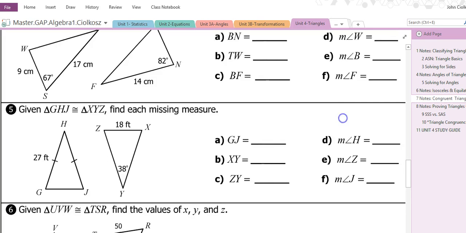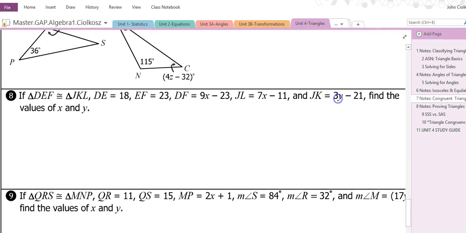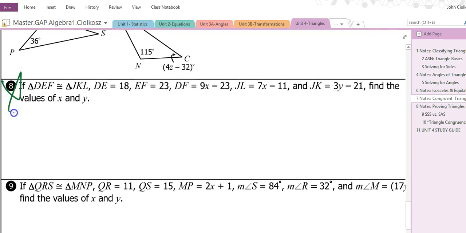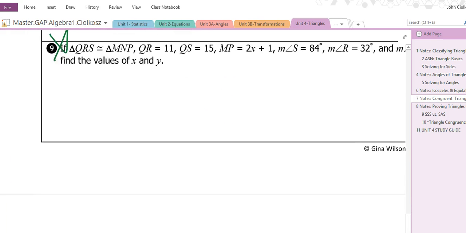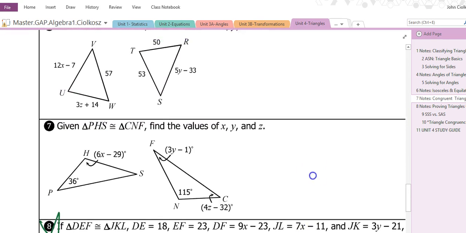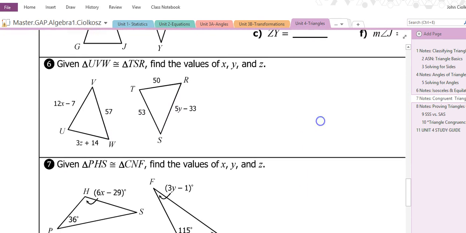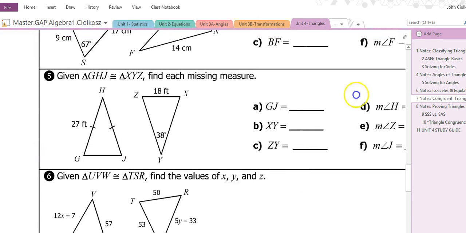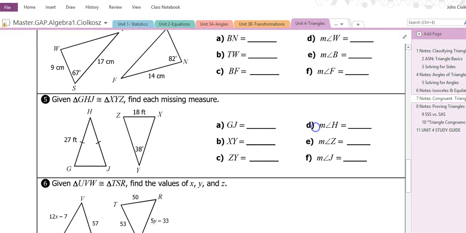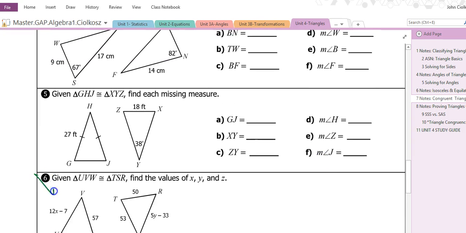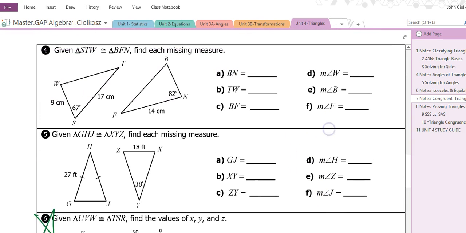Alright, we will do a good one here. We'll skip these ones. You can skip some. So let's skip 6. I'll do 4. You guys can leave 5 for practice. So first step, STW, BFN.